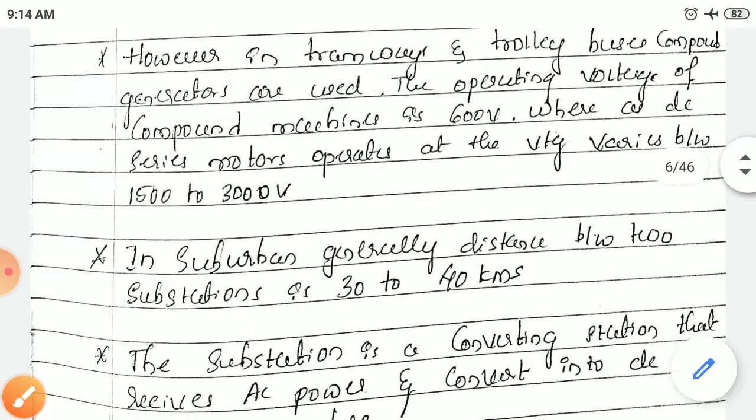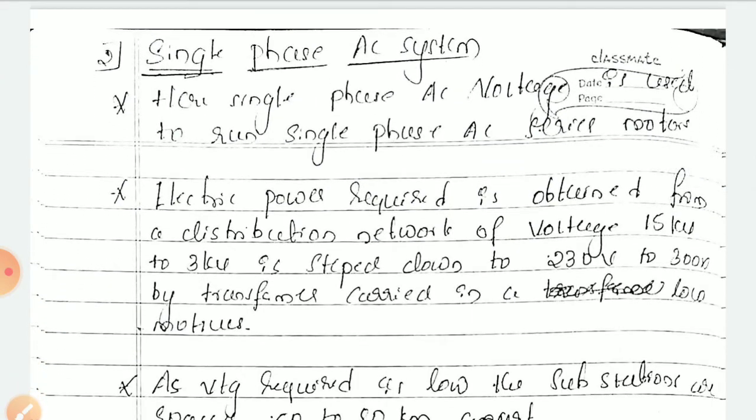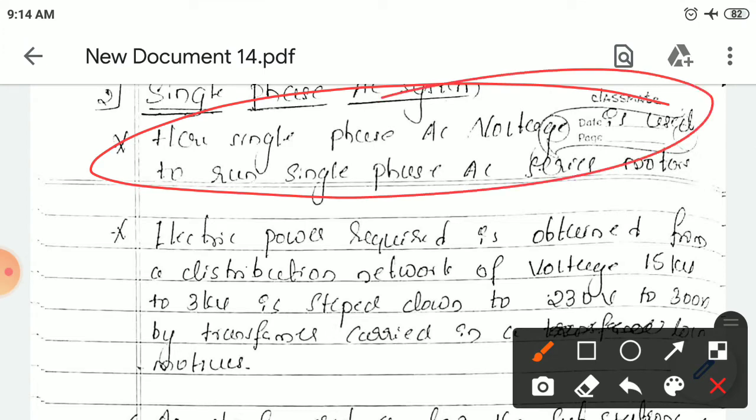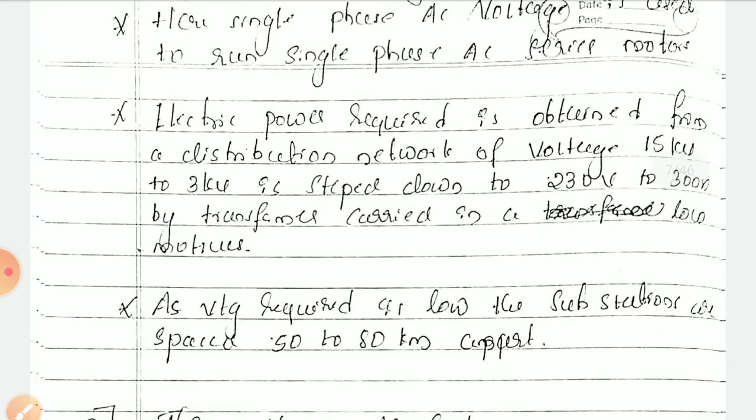Next is the single phase AC system. Here the single phase AC voltage is used to run the motors, and single phase AC series motors are used. The electric power is obtained from the distribution network at a voltage of around 15 kV to 33 kV, and it is stepped down to 230 volts to 300 volts by a transformer carried in the locomotive itself.